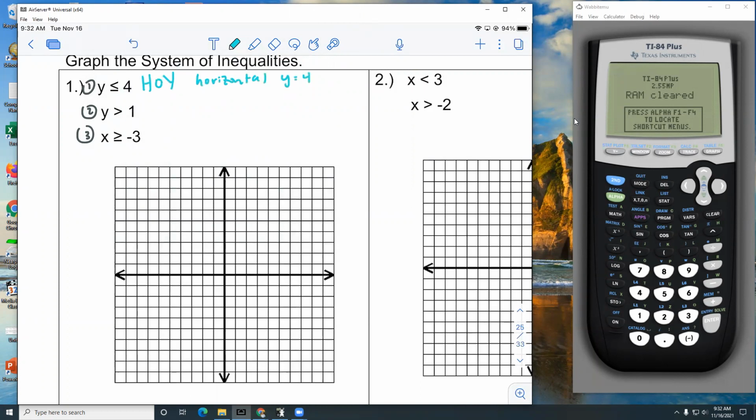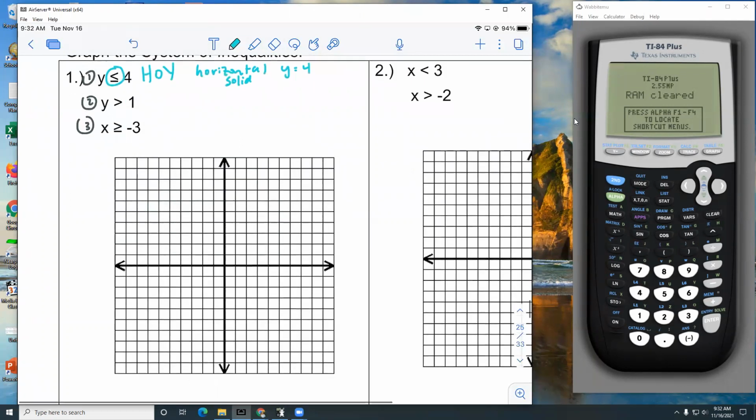All right, and then looking at the inequality sign, it is less than or equal to, so it's going to be a solid line. And then let's think about where we're going to shade. But first, I'm going to go up 1, 2, 3, 4. And I'm going to draw in my solid horizontal line.